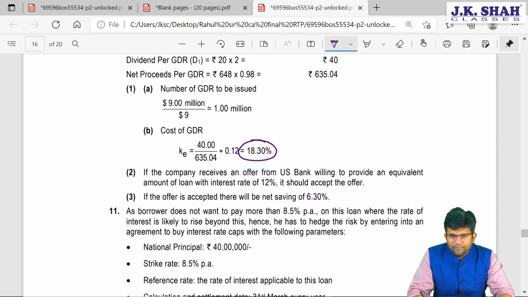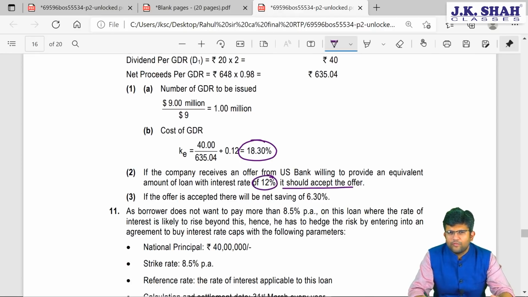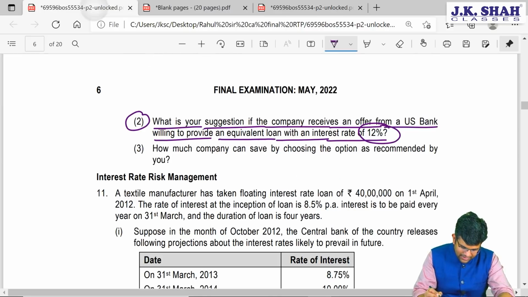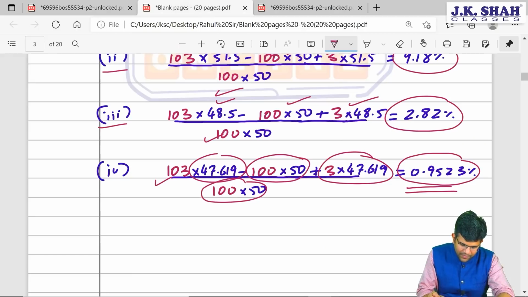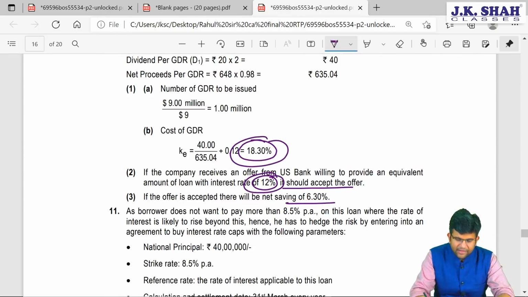So children, if a bank loan is available at 12%, then of course we should accept the offer. Why go for GDR to raise the money? Let's go through the bank loan. And children, they are asking how much can the company save by choosing this option? Of course, do you realize it will be 18.3% minus 12%, a net saving of 6.3%. Very simple, two additional points asked in this RTP.